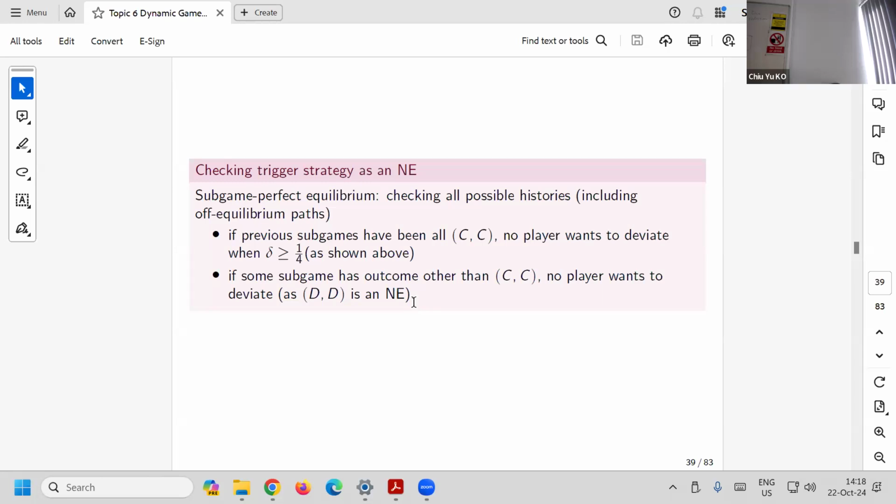Because when the history is not CC, according to the strategy, it's a trigger, right? So no matter what you have done, as long as you did not collaborate, you will be choosing D forever. Given that you choose D forever, there's no way I can escape from this black hole. So the only thing I can do is D here. I cannot go back, because we opened the path of no return. Once we get through this, we end up in the black hole, and no one can escape.